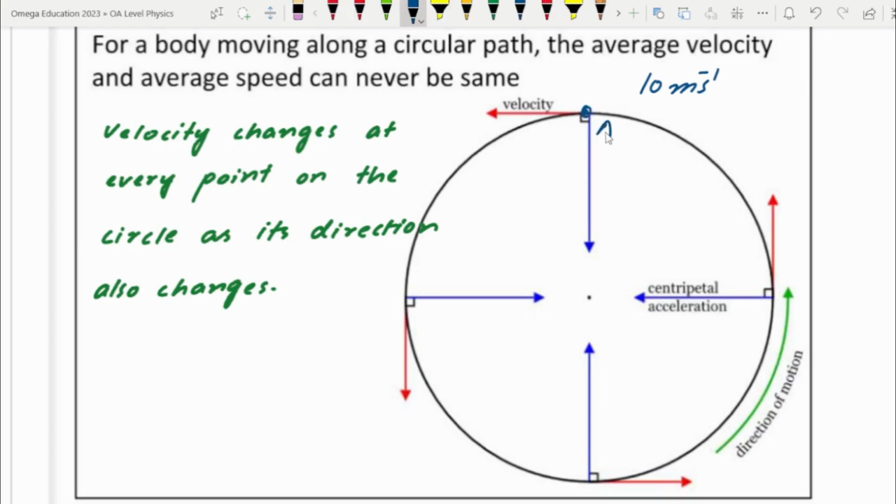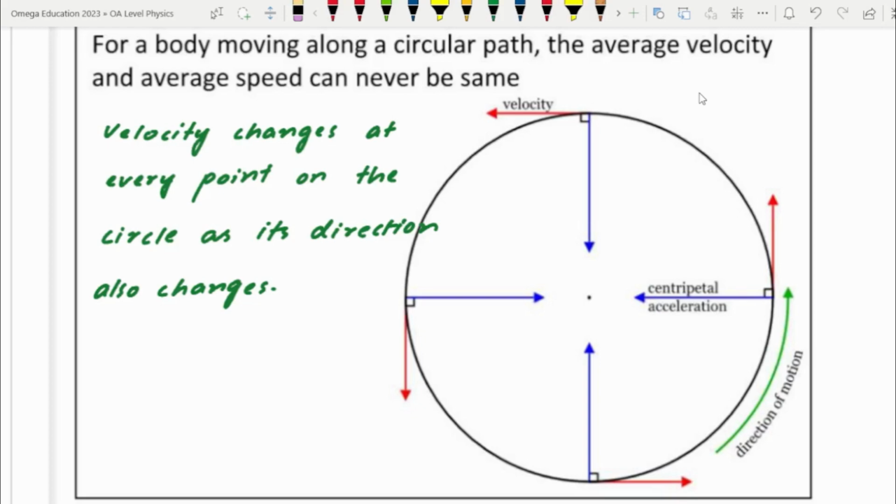At this point A, the velocity is tangent to the circle. At this point B, the velocity is once again tangent to the circle, but the direction is different now, because the tangent to the circle at this point is downward. At the point C, the velocity is tangent to the circle. So the direction of velocity changes at every point. Hence, during a circular motion, an object cannot have uniform velocity. It always has some acceleration, because it experiences a resultant force that is towards the center of the circle.